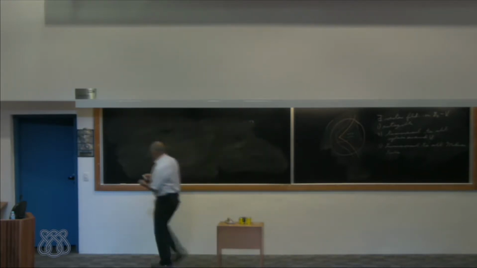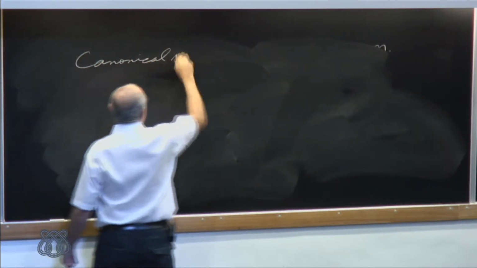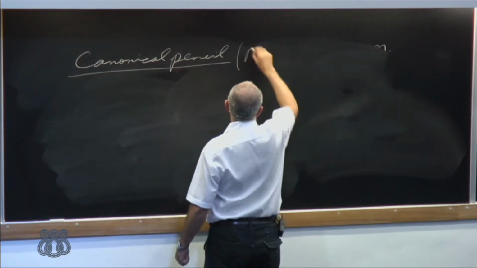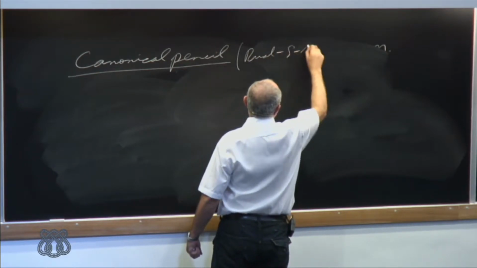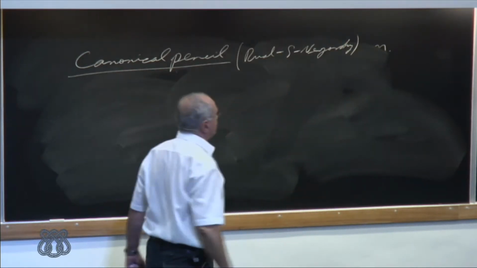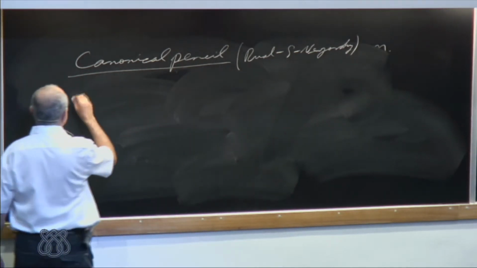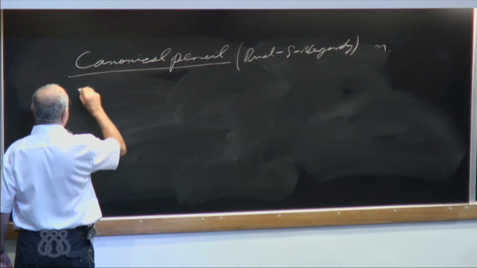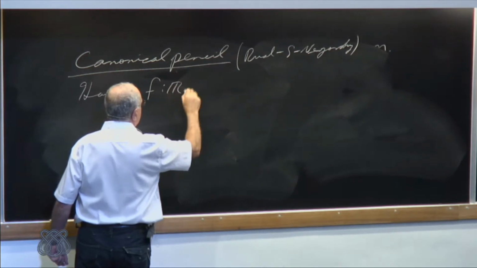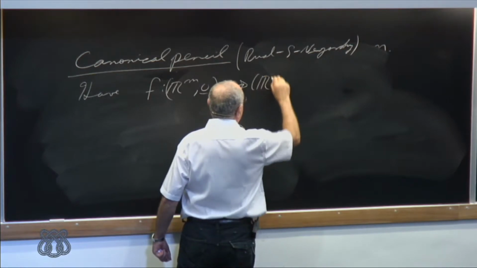Let me go back to some ideas. The canonical pencil. This was introduced by Ruas, myself, and Verhovsky. We did it for maps into R2, but the method is exactly the same. So suppose we have a map F from Rm at the origin into Rn.